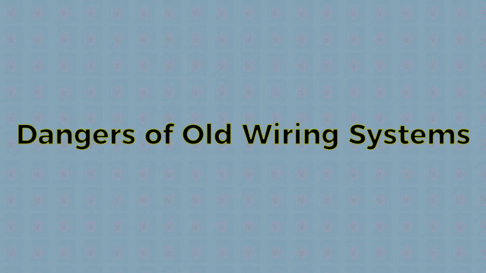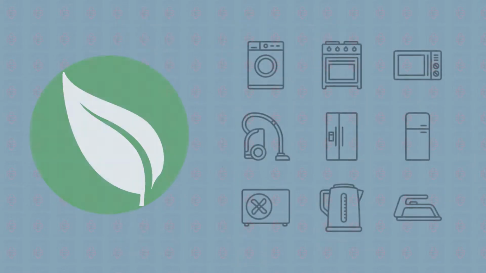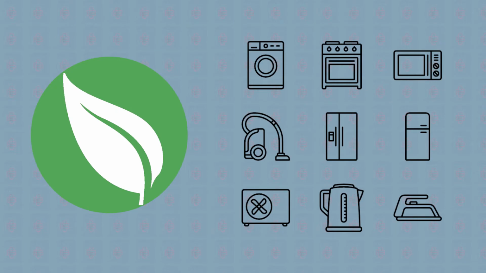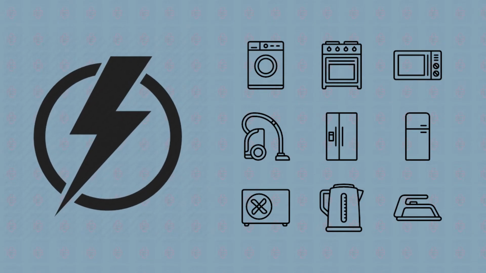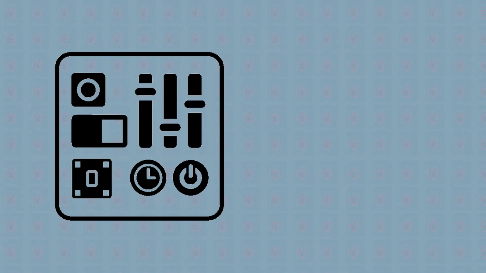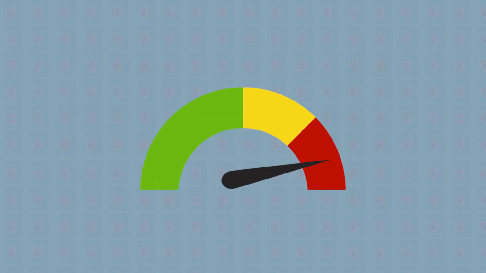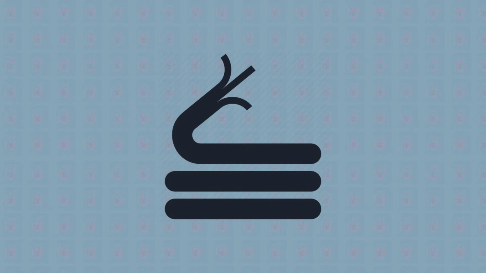Dangers of old wiring systems. The main danger associated with wiring systems more than 20 years old is the difference in load between old appliances and new ones. Energy-saving appliances don't represent great risk, but some new appliances draw power more abruptly than ever before. If your home's electrical system is not rated to handle the increased load, it could overload, short out, and cause a fire. Also, old wires tend to be less efficient than new ones.